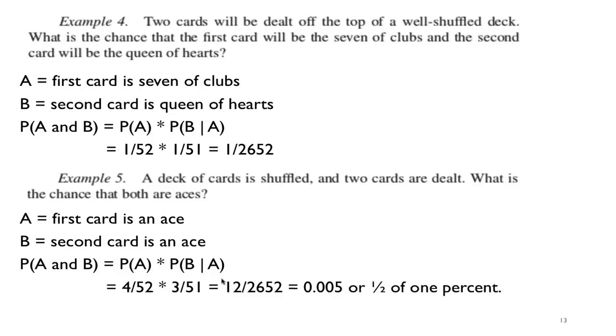The probability of getting an ace on the first card is 4 out of 52 because there are 4 aces. But given that the first card is already an ace, we now have 1 less card in the deck, which is 51. But we also have 1 less ace to get. So the probability that we get a second ace, given that the first is an ace, is 3 out of 51. So this is about 0.5% to get 2 aces.